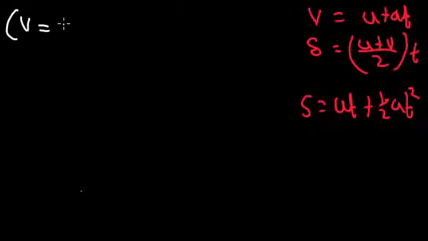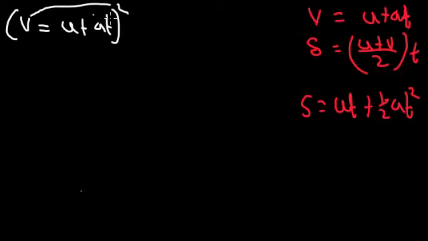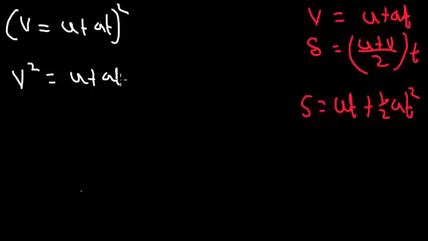Now if we square v equals u plus at, we give this the square and give this one the square as well. Then we have v squared equals (u plus at) squared. This still makes sense, alright? According to our algebra.